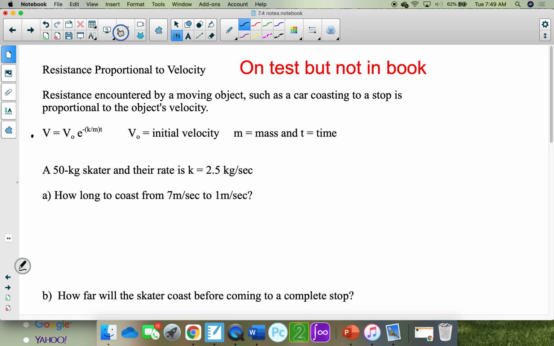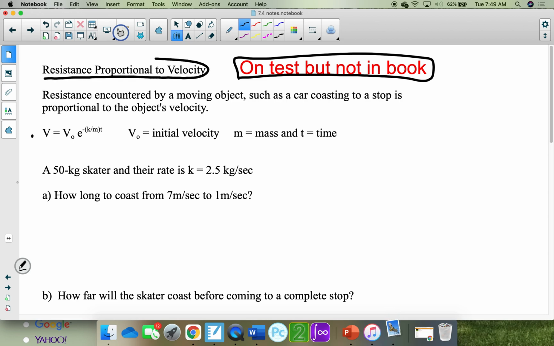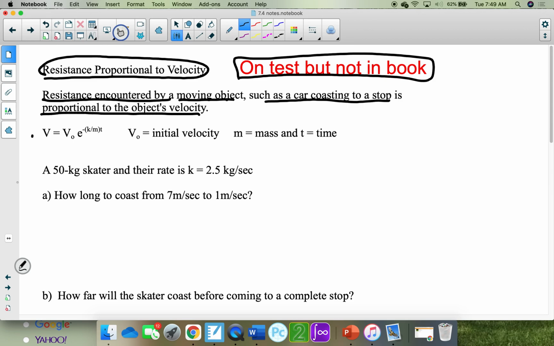Okay, this is on the test, but I did not find this in the book. You're going to see one of these on the review sheet, so you need to know how to do this. This kind of brings back physics and calculus. So this is a resistance proportional to velocity problem. A resistance encountered by a moving object, such as a car coasting to a stop, is proportional to the object's velocity, or a skater or whatever, but this is the physics formula.